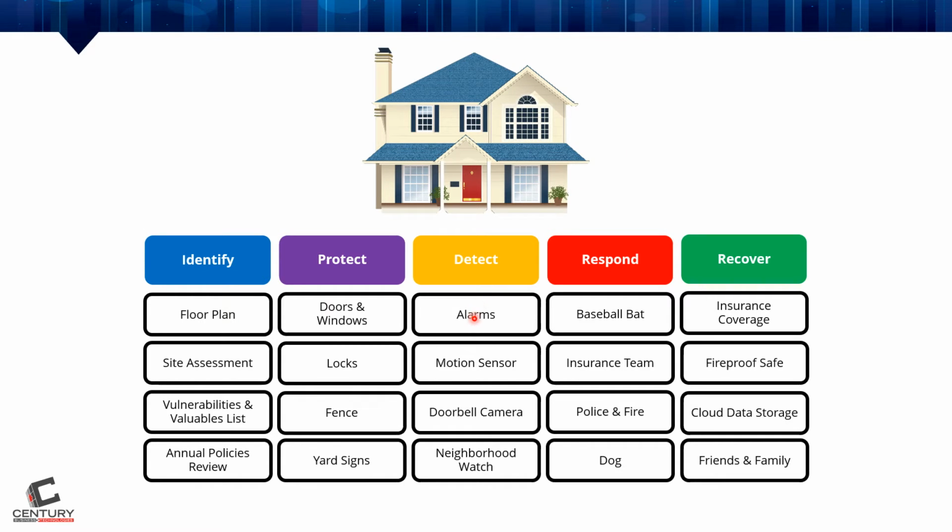Some of us have alarm systems. Some of us have doorbell cameras. We've got locks and fences. We've got baseball bats and dogs, and maybe a fireproof safe. Hopefully we have good insurance coverage. Maybe all our family pictures are out there in the cloud. They're not sitting in a binder in the family room that gets burned up with the fire or blown away with the tornado.